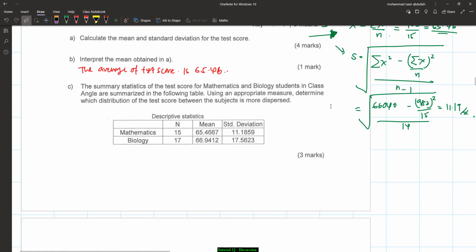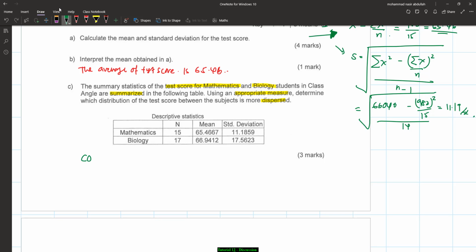So part C. We have the mean, standard deviation, and n. The summary statistics for test scores for mathematics and biology, student class A, are summarized in the following tables. Using an appropriate measure, we want to know which subject is more dispersed or consistent. So we're going to measure using the coefficient of variation.